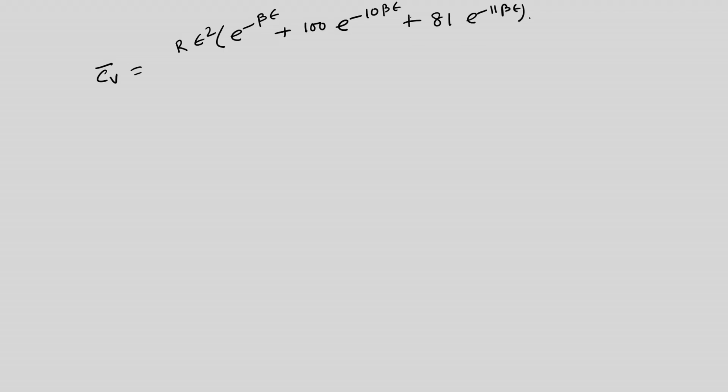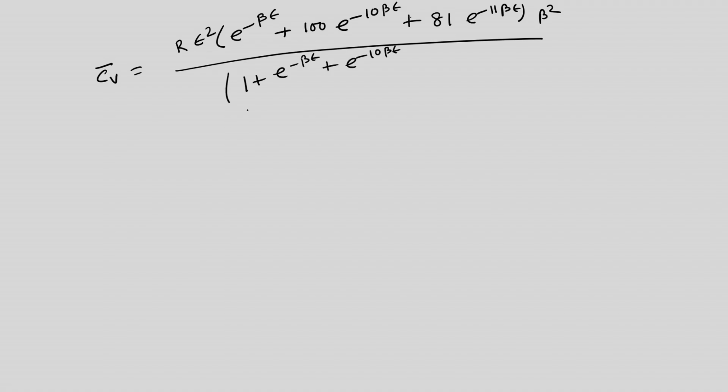So, okay, so we get Cv bar equals R epsilon squared times e to the minus beta epsilon plus 100 e to the minus 10 beta epsilon plus 81 e to the minus 11 beta epsilon, times beta squared, divided by 1 plus e to the minus beta epsilon plus e to the minus 10 beta epsilon, whole squared. So, this is the value of molar specific heat, or Cv bar.